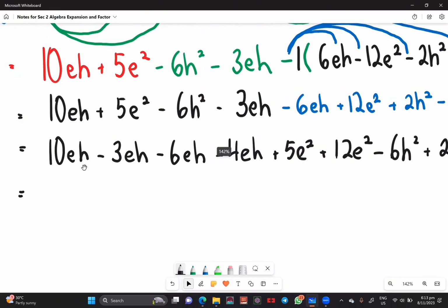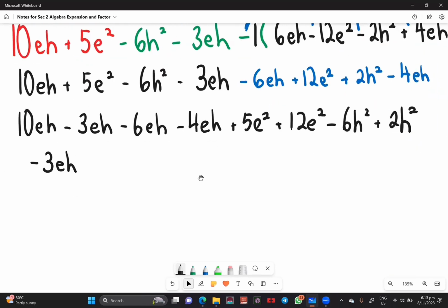Okay, so you can see over here, 10 minus 3, that gives me 7, right? 7 minus 6, that gives me 1. 1 minus 4, that gives me negative 3eh. Okay, so that's for eh, the family of eh. 5 and 12, that gives me 17e squared. Minus 6 plus 2. What is the meaning of minus 6 plus 2? It means I am moving forward. So therefore, it's negative 4h squared. And therefore, your answer for this question has to be negative 3eh plus 17e squared minus 4h squared.